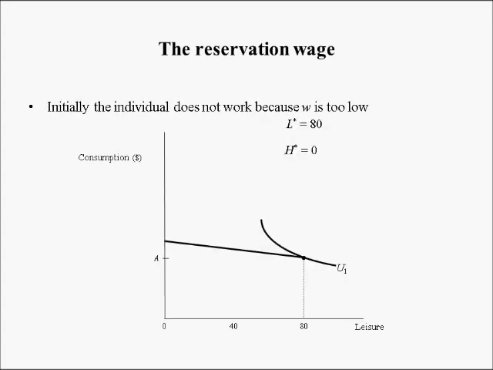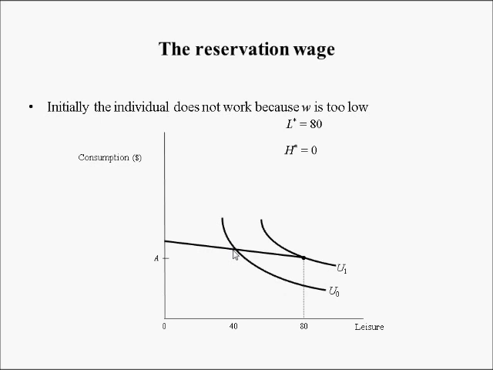In the diagram below, this particular worker is not working at all. Notice how flat the budget line is. It's really, really flat, so the wage is really, really low here. So this worker chooses not to work. This worker is taking 80 hours of leisure a week and not working at all. So what is this person's reservation wage? Well, it's not the slope of this line.